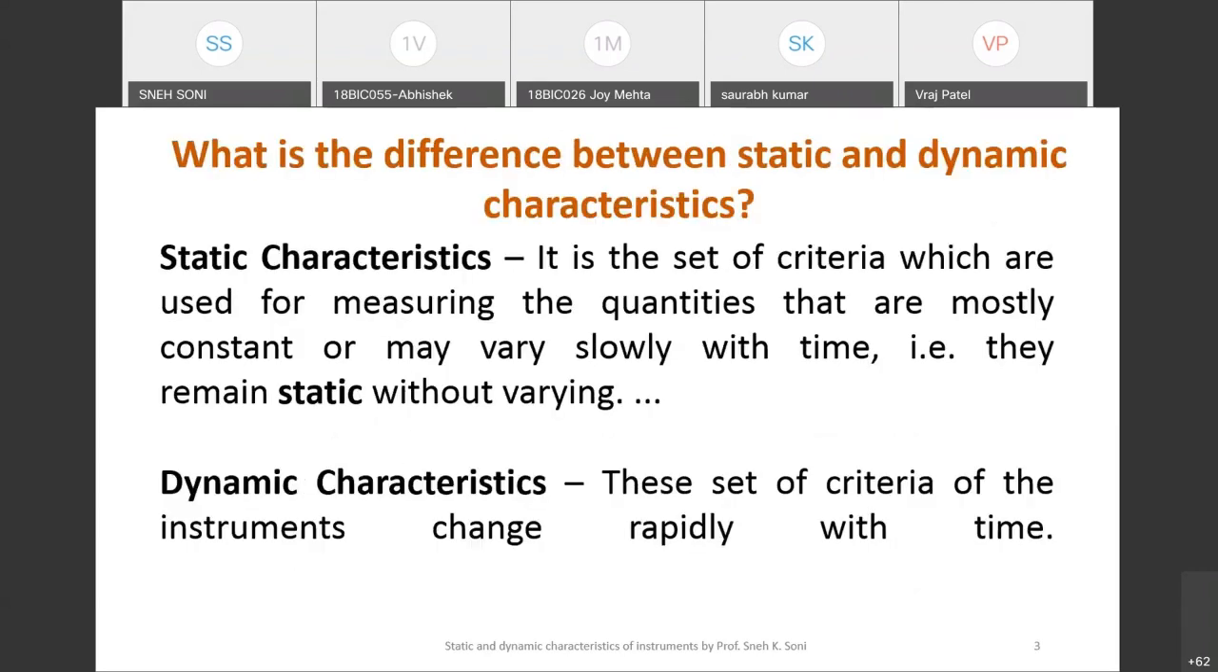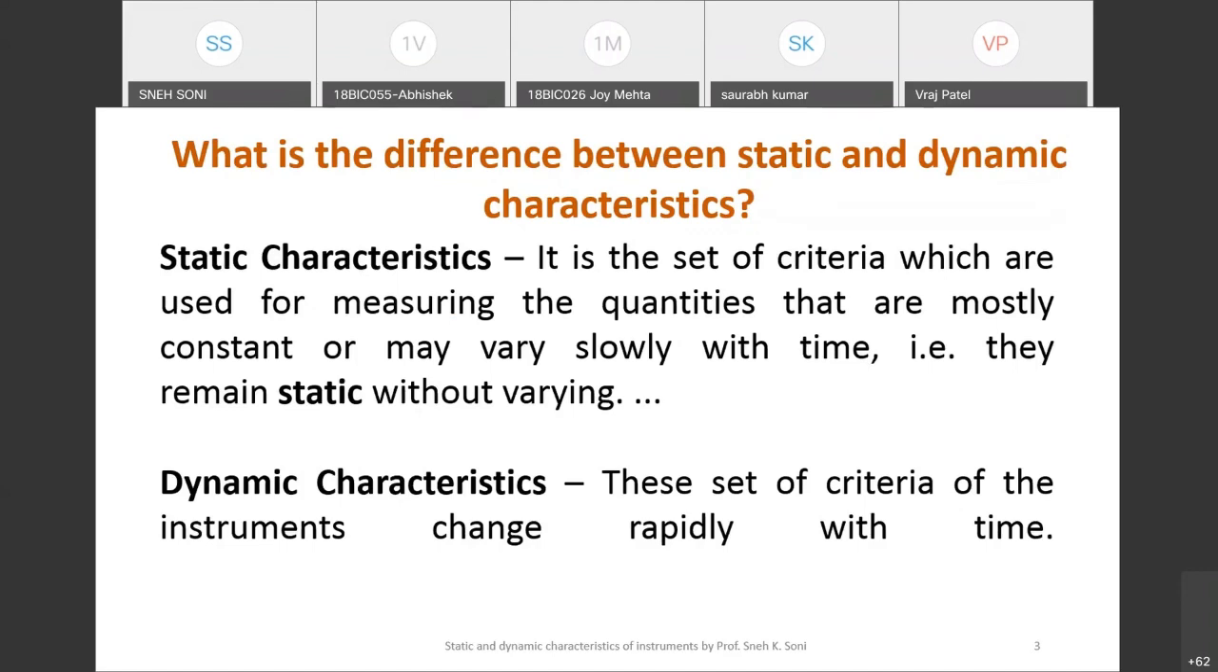Now I'm going ahead. First of all, by the name you can understand the meaning of static and the meaning of dynamic. Static characteristics are characteristics which are not varying with time, right? So they mostly remain constant or vary very slowly with reference to time for an instrument. Those are called static characteristics. So they are mainly steady or mainly varying very slowly. That's why we are considering them as static characteristics.